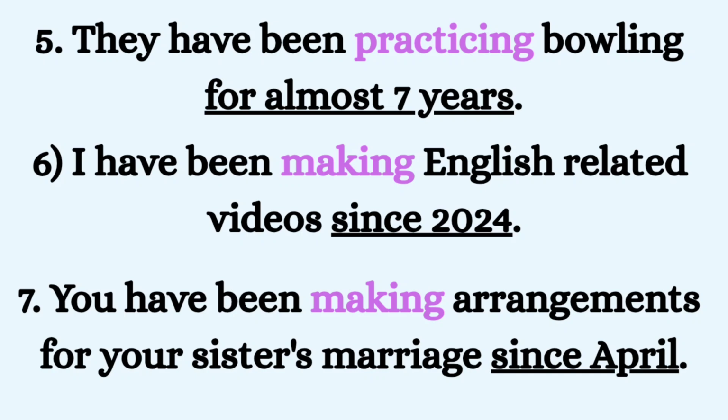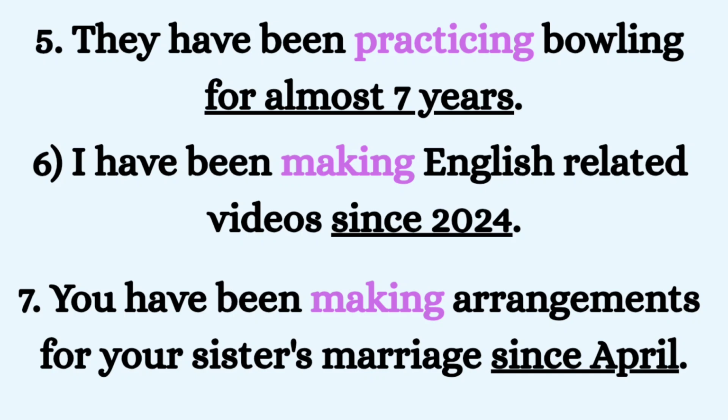Okay, you have been making arrangements for your sister's marriage since April. Since means point of time. We cannot say since 4 years, since 3 months, like that. So we have to specify the time when we use since. When we use for, we don't have to specify the time. We emphasize the duration. For 3 months, for 4 years, or since 2024, since January, like that. I hope it is clear.